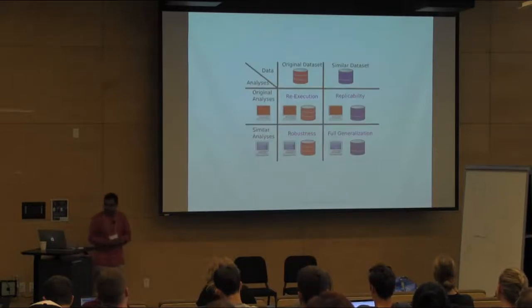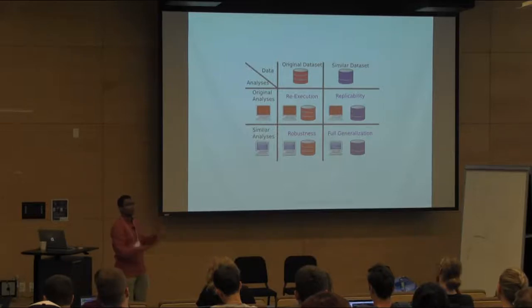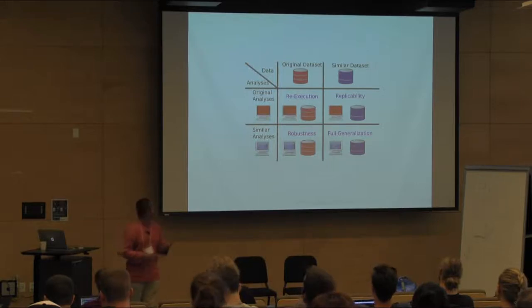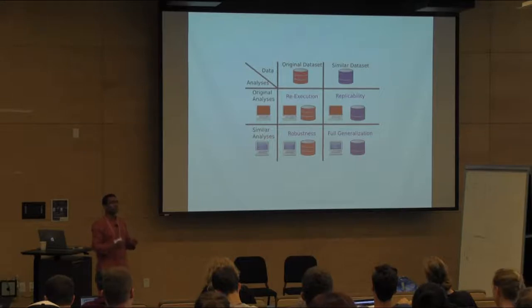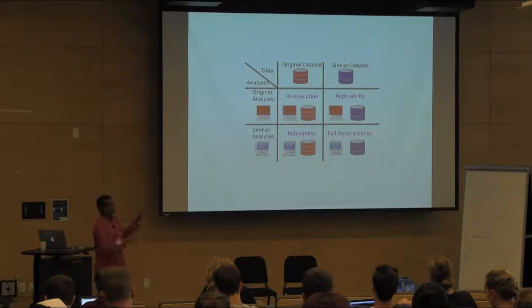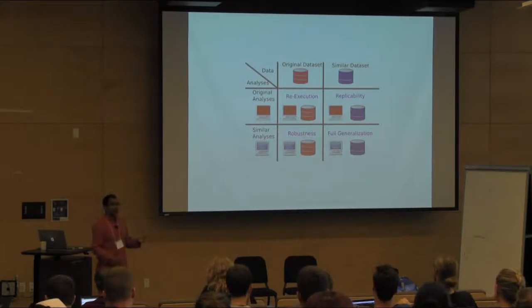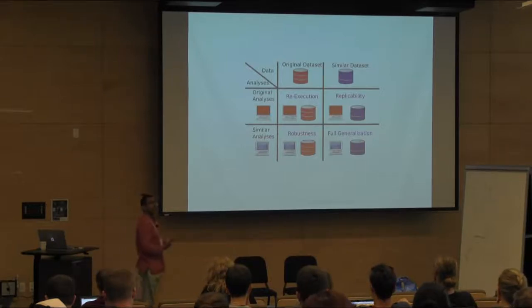Okay. So this is kind of rephrasing that spectrum in a couple of different axes. And I think you can look at this from that perspective. So you have the original data set, a similar data set. You have original analysis, similar analysis. And we are going to use these specific terms instead of using the word reproducibility. Whenever I use the term reproducibility, I'll mean any of these things taken together. But we can be much more specific about, are we re-executing? Are we replicating? Are we testing robustness? Or are we doing full generalization of things?